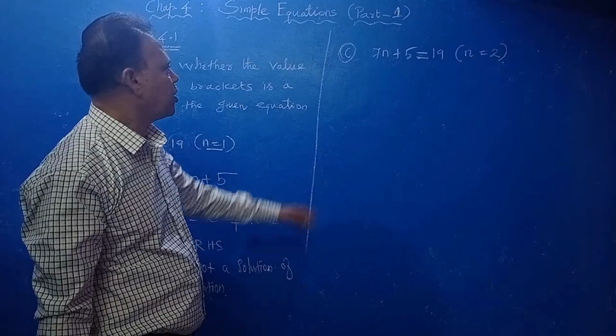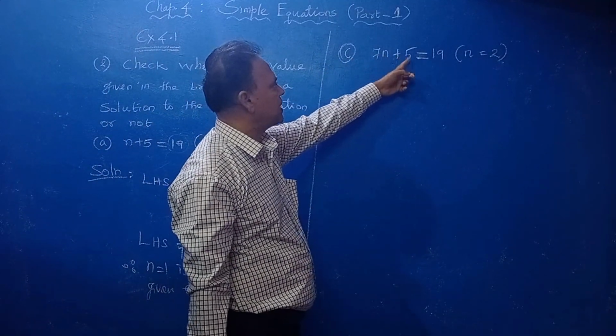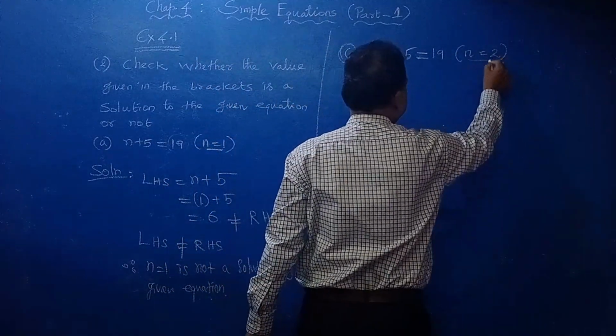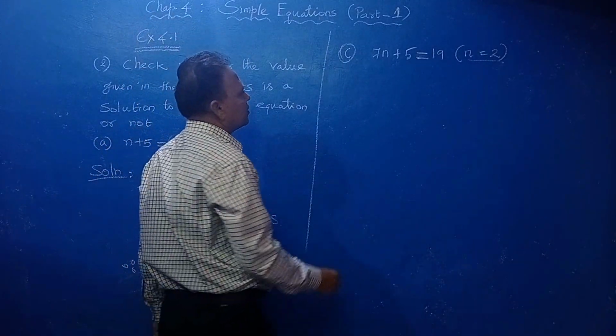Understand? So now we see subdivision C. That is 7n plus 5 equal to 19, with n equal to 2 given in the bracket. So n is 2. Is that a solution or not? We have to check.